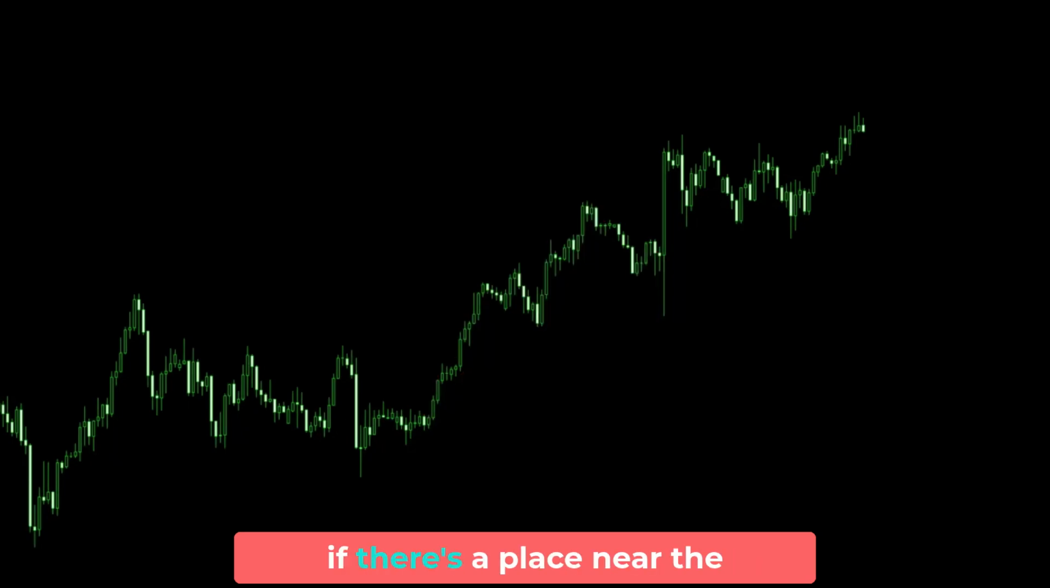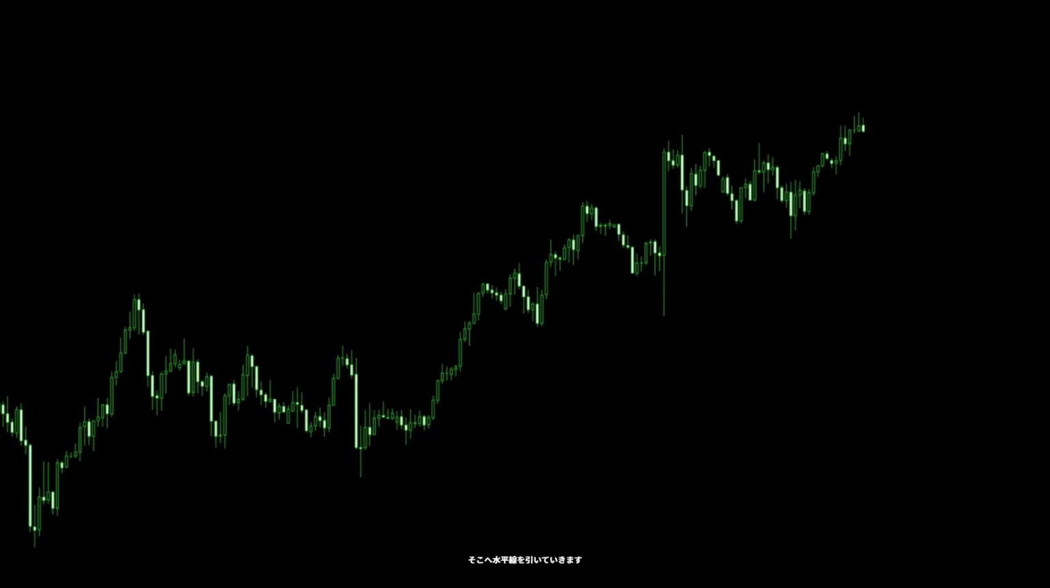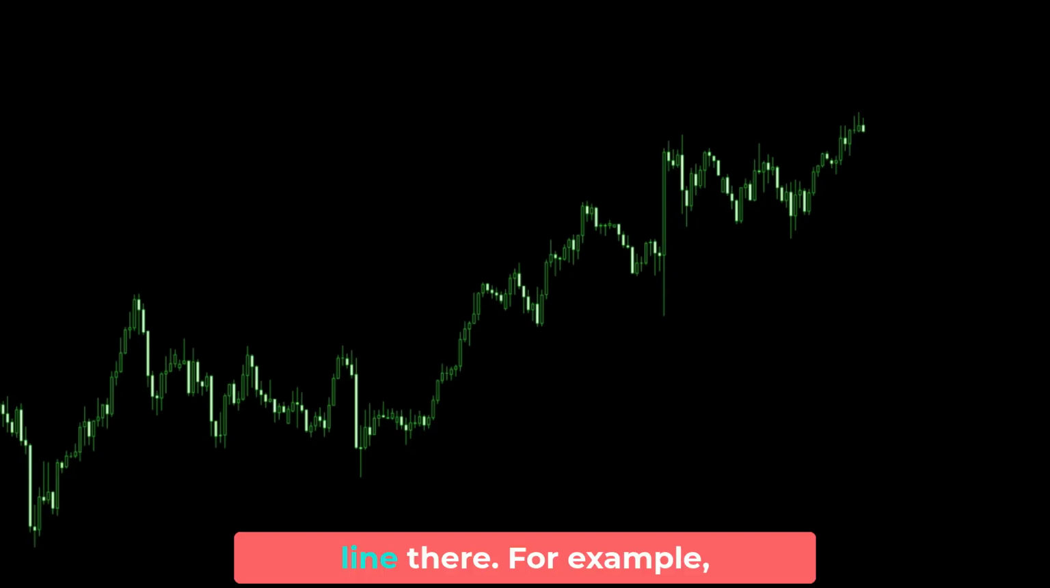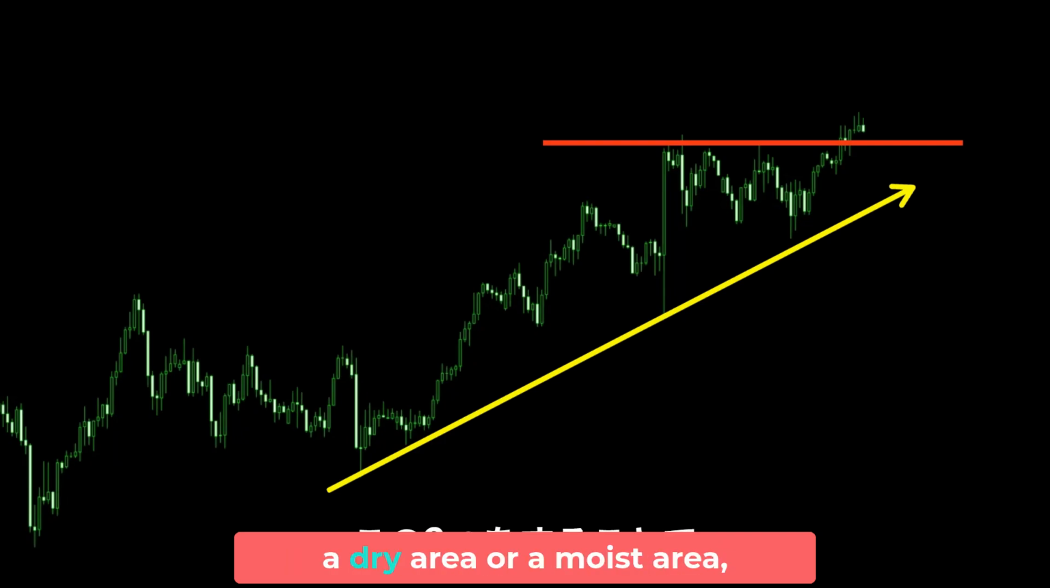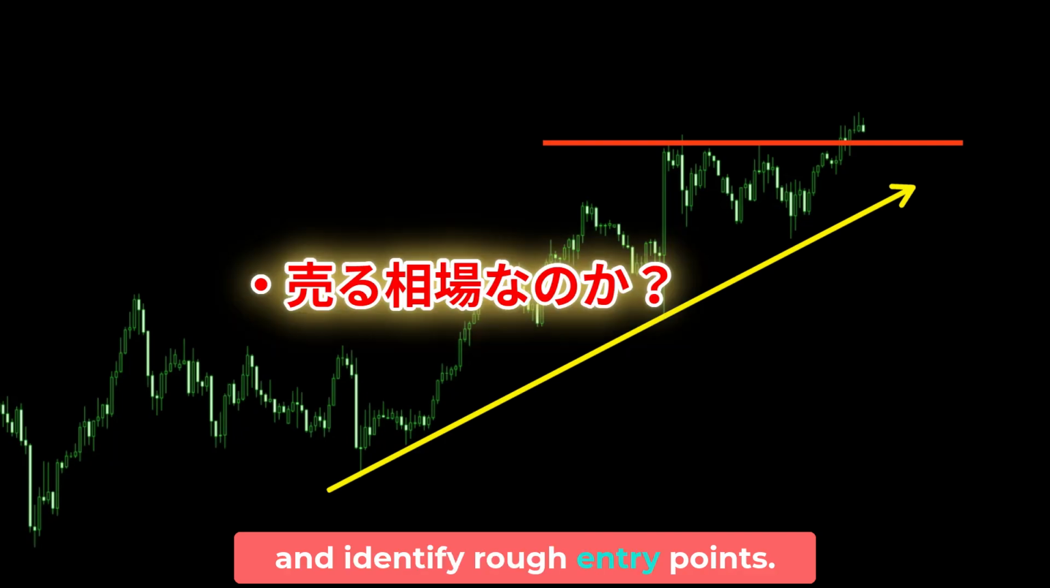And next, if there's a place near the current rate where a horizontal line can be drawn, draw a horizontal line there. For example, like this. By doing this, you can recognize whether it's a dry area or a moist area, and identify rough entry points.